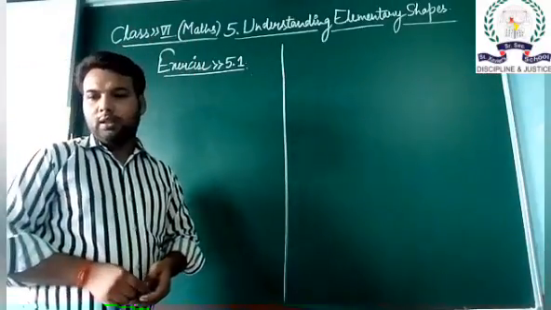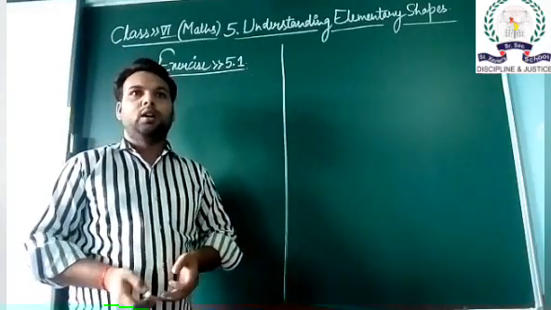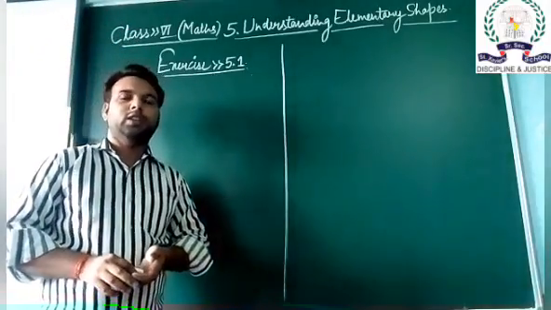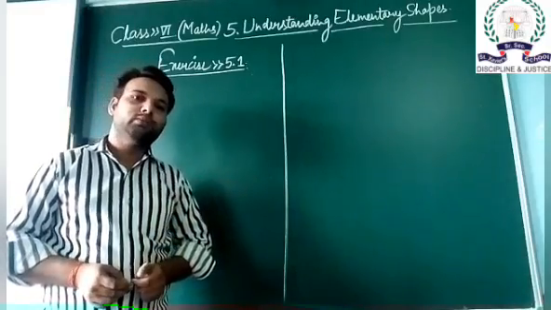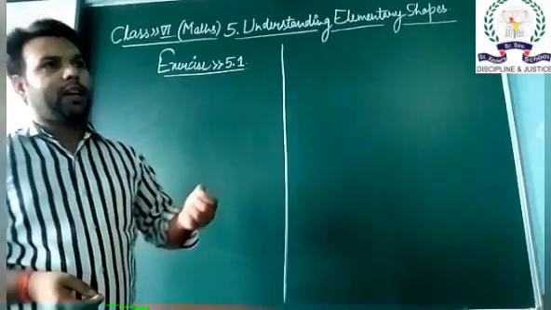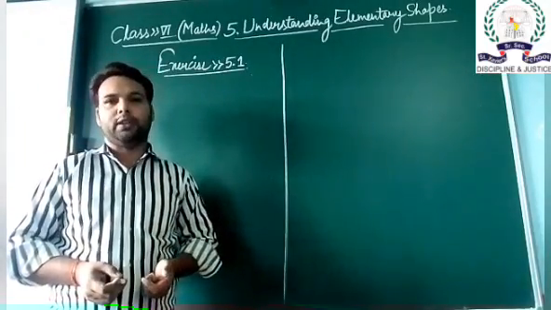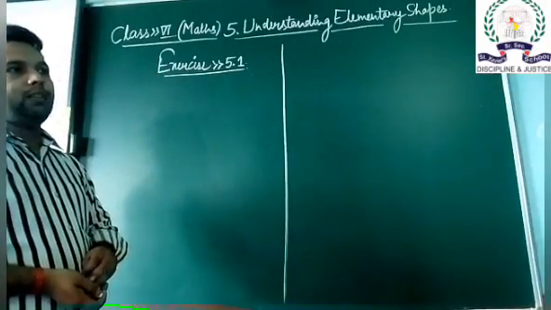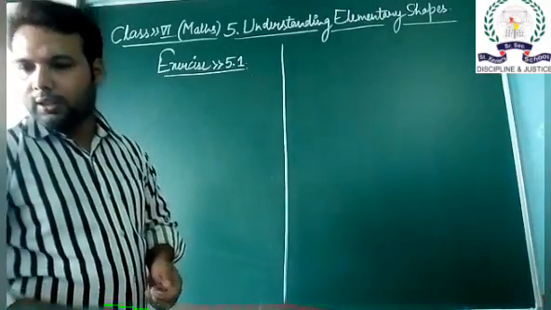Hello everyone. Today we have to solve exercise 5.1. In the previous video we learned what shapes are. First of all, we have to know what curves are, how many types of curves are given, and how many types of vertices, adjacent sides and polygons are given. On the basis of this we have to find the solution of exercise 5.1, and there are 5 questions.